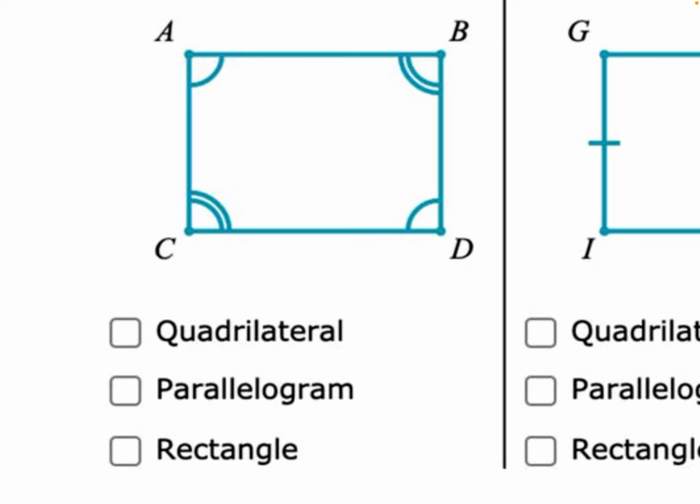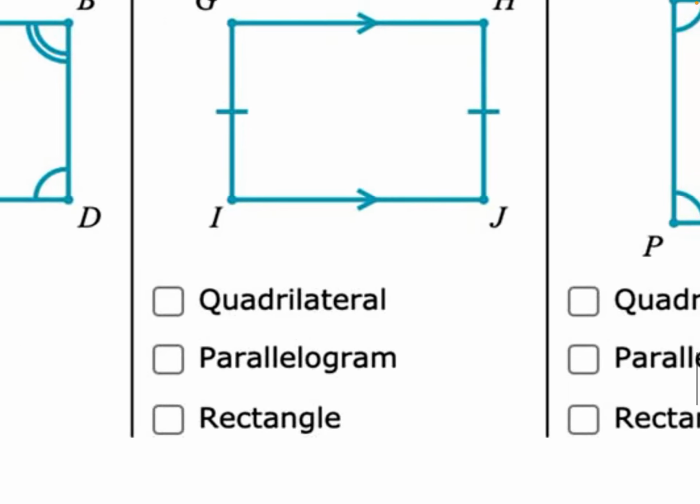This one is not necessarily a rectangle because it doesn't say that all of our angles are congruent. I would say that it is a parallelogram though, because one of our rules for a parallelogram is that opposite angles are congruent, which makes it a quadrilateral as well.